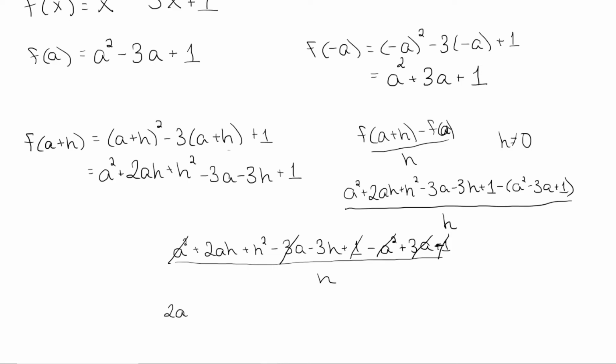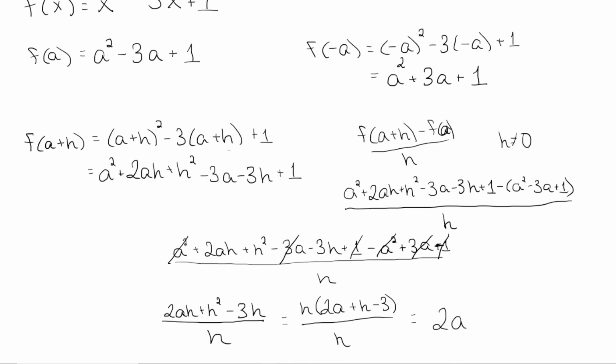So this simplifies to 2ah plus h squared minus 3h over h. We can notice there's an h in common in the numerator. That leaves us with h times 2a plus h minus 3, over h. And since h divided by h is 1, that leaves us with 2a plus h minus 3.